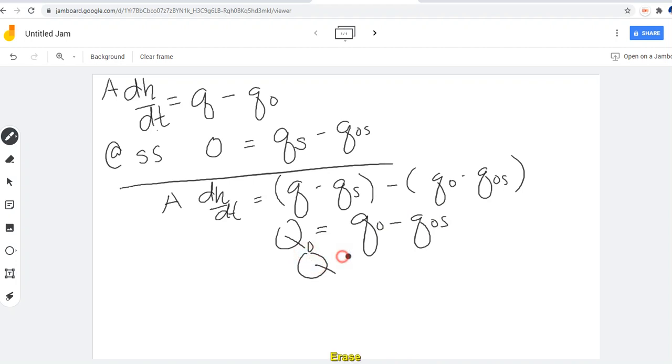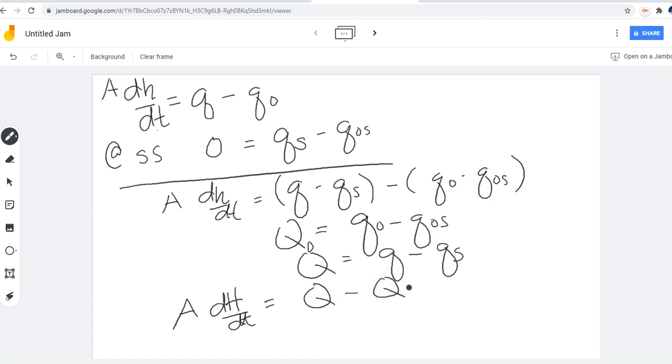Then we will do the same for our Q, and that would be small q minus small qs. Now we will go back to our original representation and write it as dH/dt equal to Q minus Q sub O. Okay? But we remember that we have this linear relationship between Q sub O and the head. So we can use that.